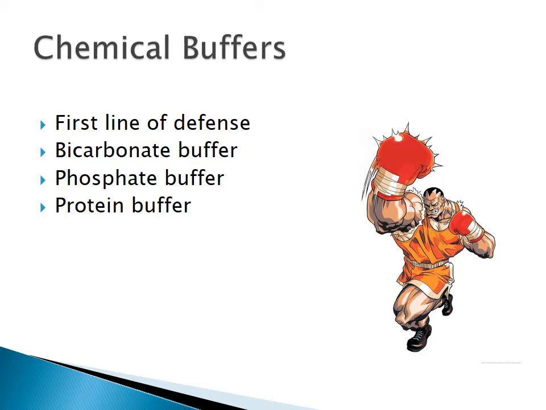Now the protein buffer is the most common, and in this group is included your albumin, your globulins, and your hemoglobin. And so these bind with your HCO2. And so you can see that when we talk about the patient has a low albumin or a low hemoglobin, this is going to impact their ability to utilize this as a chemical buffer. We'll talk more about this later on.